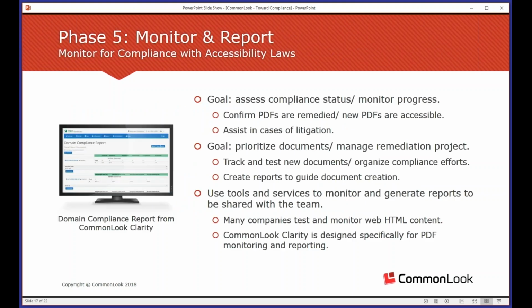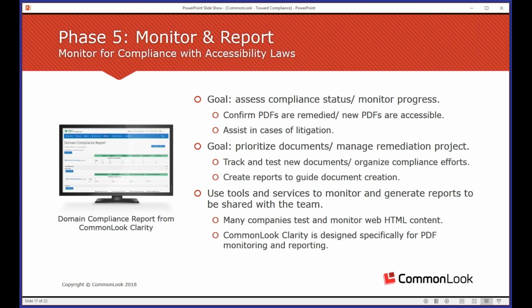Finally, Phase 5, monitoring and reporting. It's important for organizations to not only find and test their PDFs, but also to keep track of things so that as more PDFs are put up online, you're sure that they're accessible as well. In fact, you may recall earlier when I mentioned some of the organizations and industries that have been sued in recent years. In all of those cases, part of their settlement agreements included specific requirements for continued monitoring of the website, course materials, and so on.